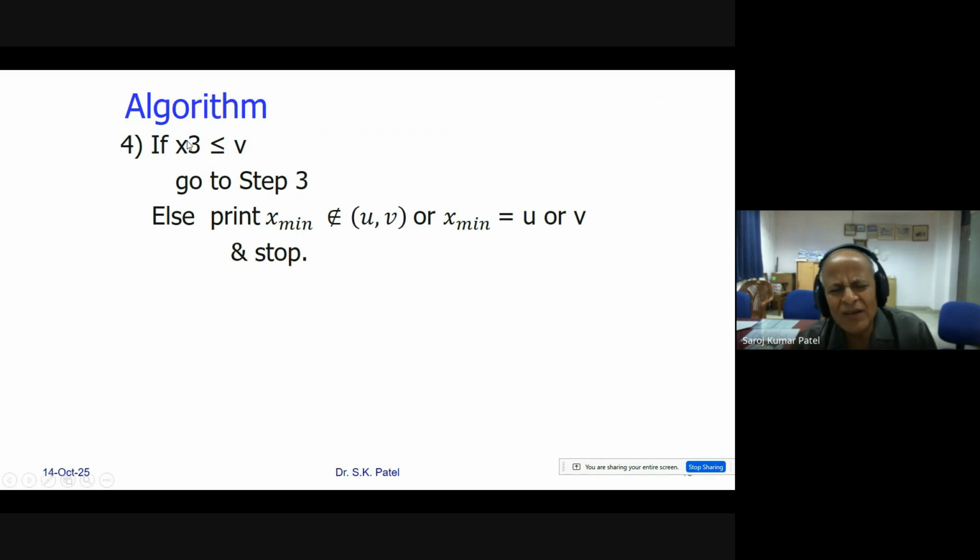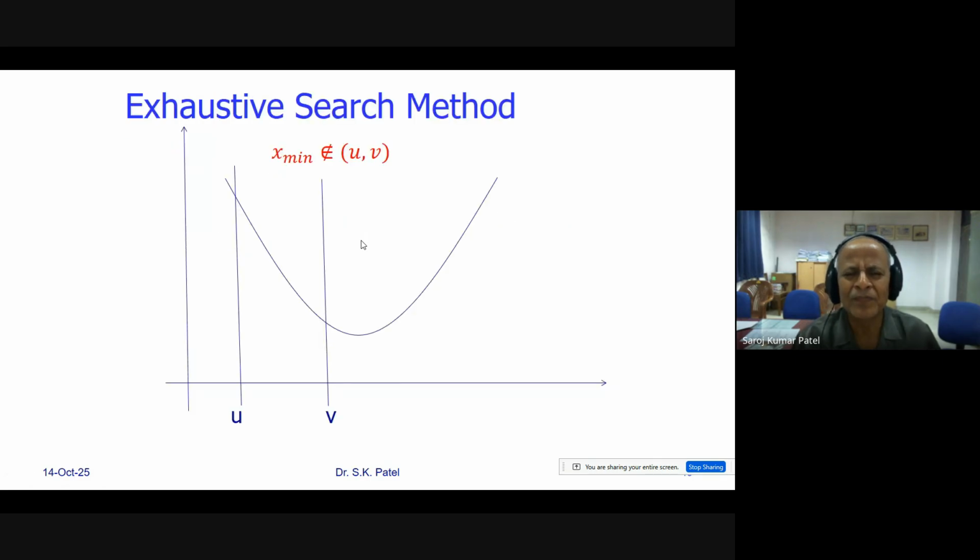Till we reach the end point, that is v, that x3 is less than or equal to v, we keep on doing it, go to step 3. Otherwise, declare that we have searched the total search space from u to v, but did not get any minimum point. So x minimum does not lie in u to v, or maybe the boundary point x minimum may be u or v, and then we stop. This is the algorithm of the exhaustive search method, a numerical method.